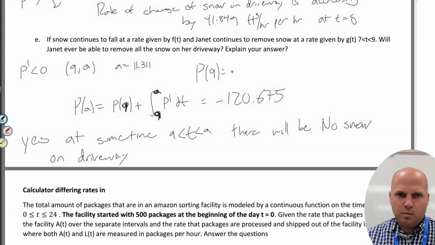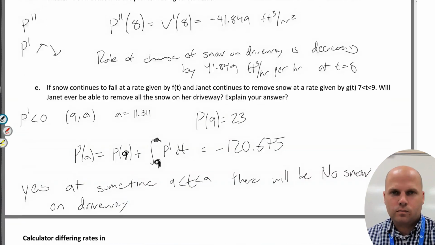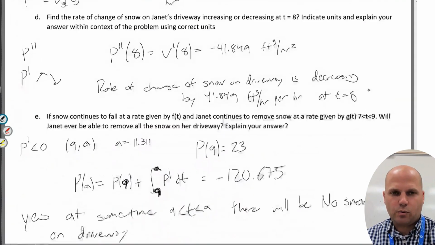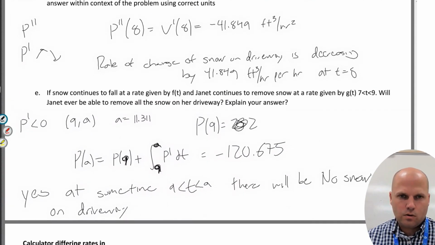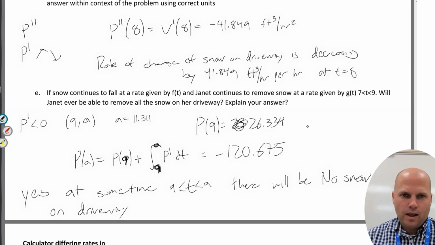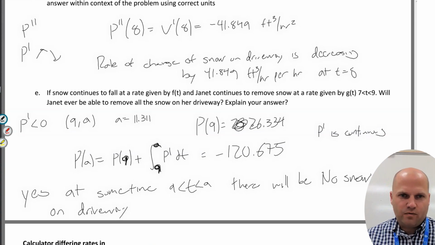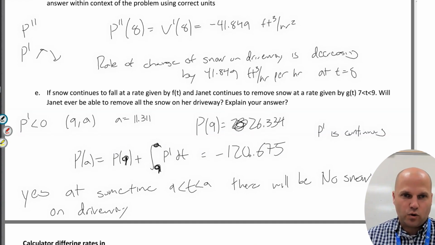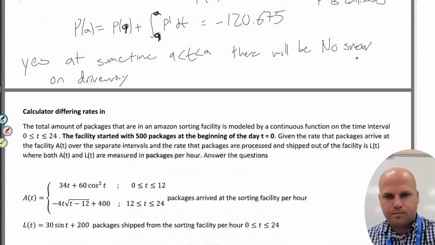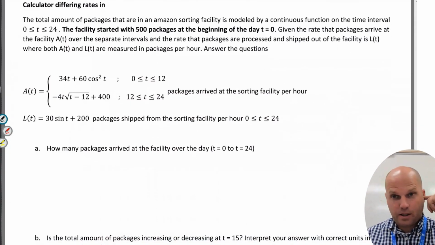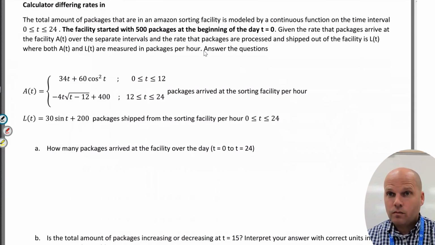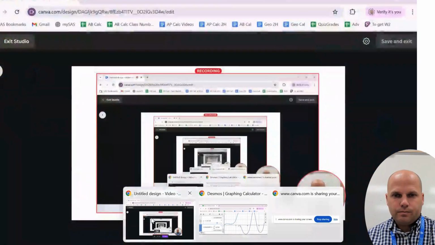Probably should include P of 9 being positive, 26.334. That P prime is continuous. So that means we're going to have all values between 26.334 and negative 120.675 by the intermediate value theorem. But don't stress out about that. All right. Quick pause.